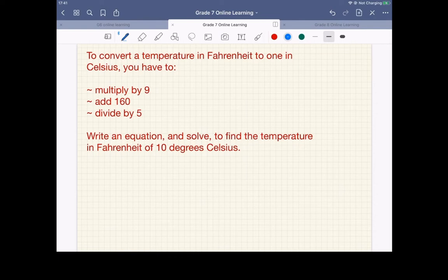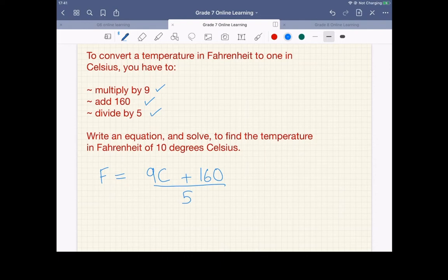Now I want to convert it from Fahrenheit to Celsius. So first of all, I'm going to start with F for Fahrenheit. Well, it says that I need to multiply the Celsius temperature by 9. 9 times the Celsius. That's this bit here done. I then need to add 160. That's this one here done. And then I need to divide by 5. And that's this one here done.